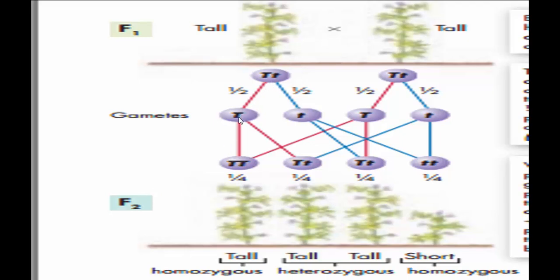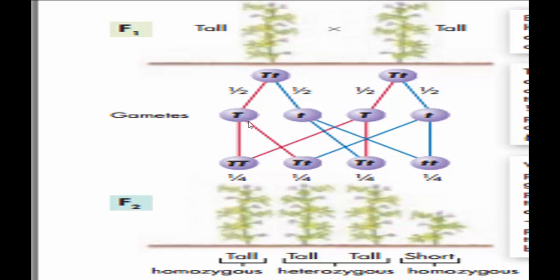Now, if we have this gamete get passed on, carrying the capital T, and this one over here carrying our capital T, we have 2 capital T's. Because we have at least one dominant trait, we know it's going to be tall. And we call this homozygous dominant because there are 2 capital T's. They are both the same, and they're both dominant alleles.